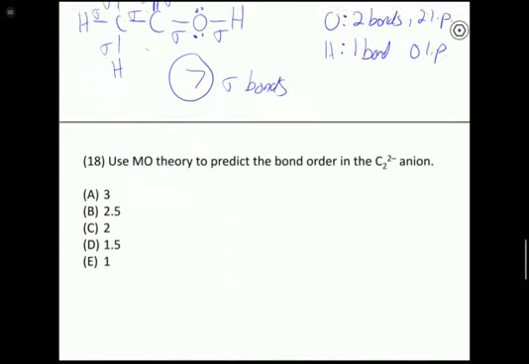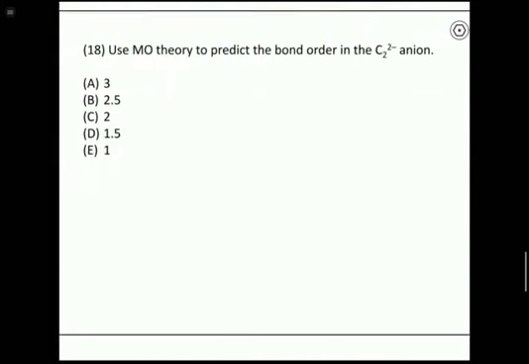Alright, on to number 18, which is MO theory. Use molecular orbital theory to predict the bond order in the C2 2- anion. So for molecular orbital theory, what we're going to have to be able to do is draw the order of the orbitals. Molecular orbitals are when you take atomic orbitals and combine them mathematically, you form new molecular orbitals, which are then populated by all the valence electrons, and they're going to determine the type of bonding that you have in your compound. Now we're only going to do it for diatomics because otherwise it gets way more complicated.